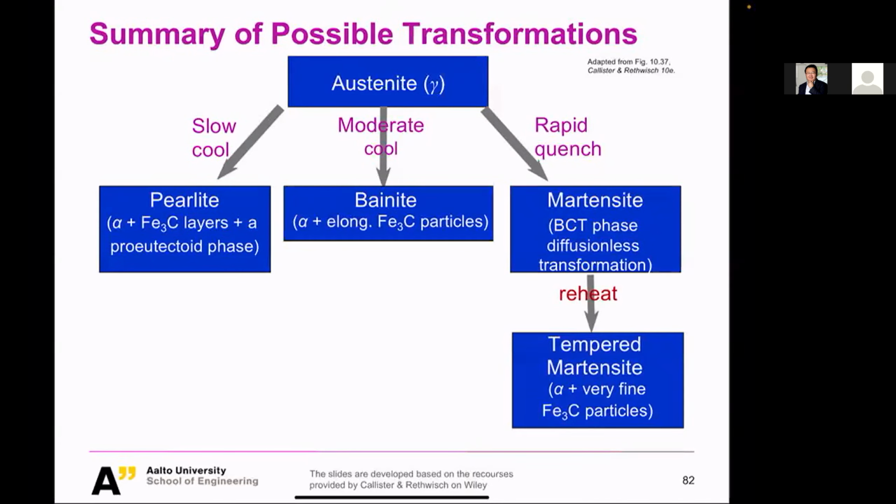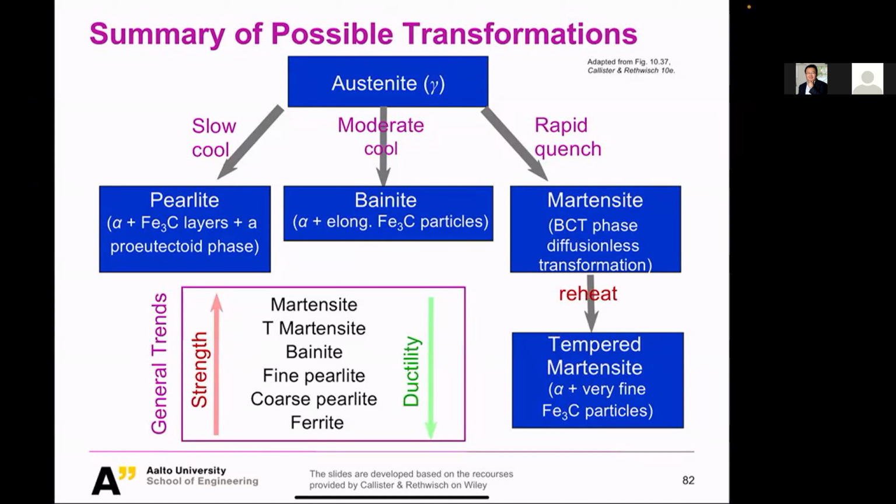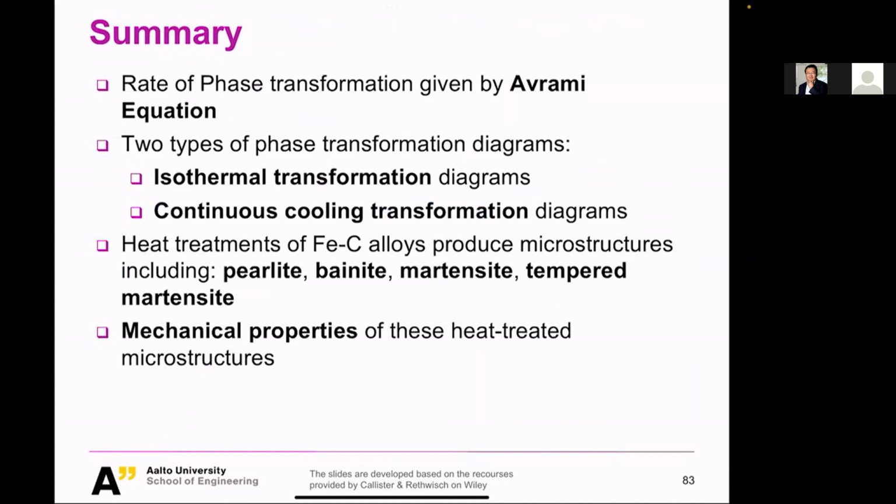If you do a reheating, you get tempered martensite. I will tell you a little bit in detail next week how the reheating is done. You're going to finally get the so-called tempered martensite. The morphology is ferrite plus some very fine cementite particles. And for their mechanical properties, the strength goes upwards when you increase your supercooling, increase your cooling rate, but the ductility goes downwards. Yeah. All right. I think that's all we have talked about for today's lecture.